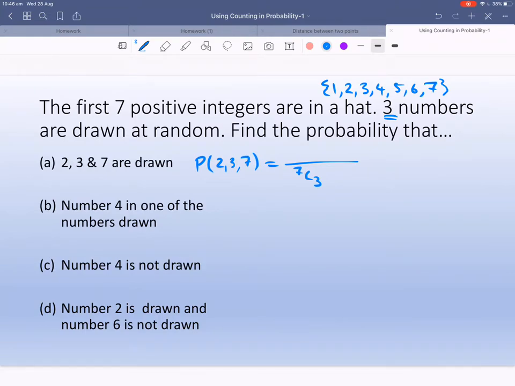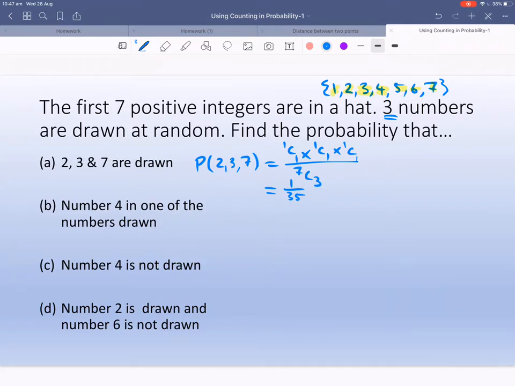And then at the top, we need to pick a 2. How many 2s are there? There's only 1. So we're going to go 1 and we're going to choose it. And we need to get 3, and there's only 1 3. So 1 choose 1. And we've got a 7, and there's only 1 7, because there's only 7 numbers in the hat. So it's going to be 1 choose 1. In actual fact, the numerator, which is the top, will only be 1. And so we'll just have 7 choose 3 as our denominator. So the chance of that happening is 1 out of 35.